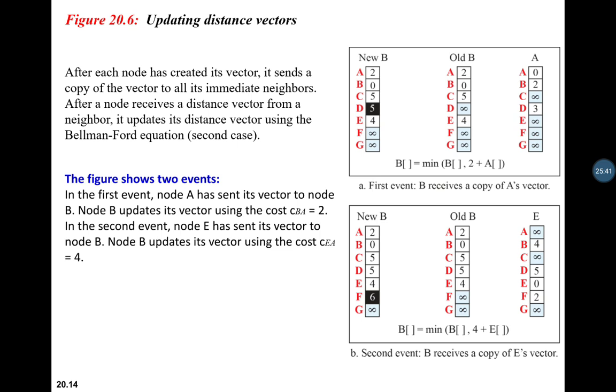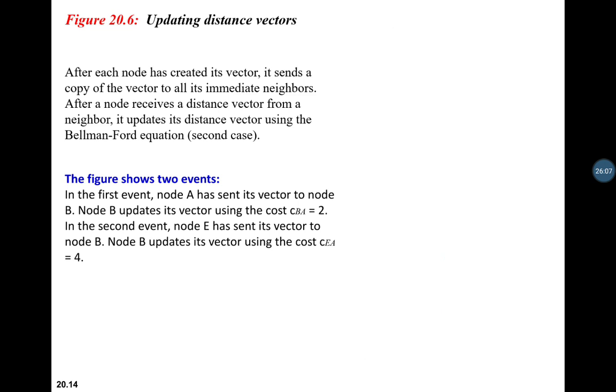So how do we reach F from B using E? That is what is shown here. Also, from B using A, how to reach D was shown. This is what the updating is. After updating, it immediately sends the updated vector to all the neighbors. So this is about the distance vector.